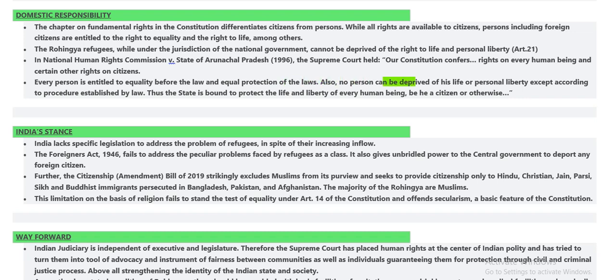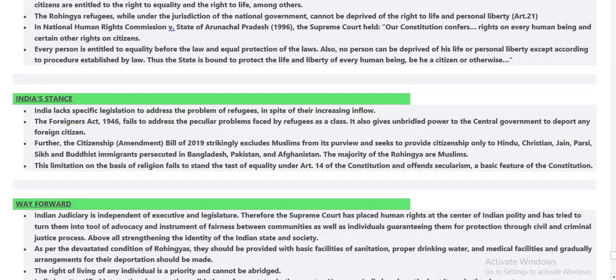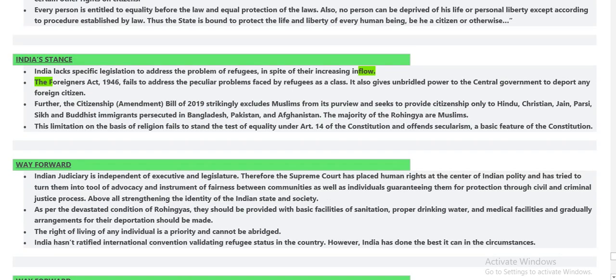In National Human Rights Commission v. State of Arunachal Pradesh, 1996, the Supreme Court held, our Constitution confers rights on every human being and certain other rights on citizens. Every person is entitled to equality before the law and equal protection of the laws. Also, no person can be deprived of his life or personal liberty except according to procedure established by law. Thus the state is bound to protect the life and liberty of every human being, be he a citizen or otherwise.